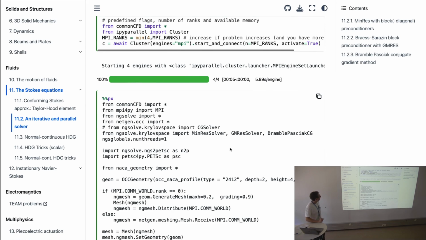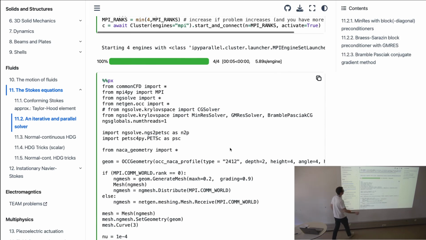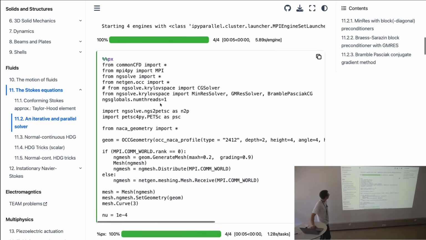Good. Now I'm lost. So we have started our cluster, and the crucial thing now in this Jupyter notebook is that you have to use this thing here at the beginning. If you add this to your cell, it is actually done on each of the nodes. This is crucial because if you forget it, you will get strange comments that something is not defined, and you're wondering, I've imported NGSolve, but now it doesn't know the vector H1 space suddenly. So yeah, I was there.